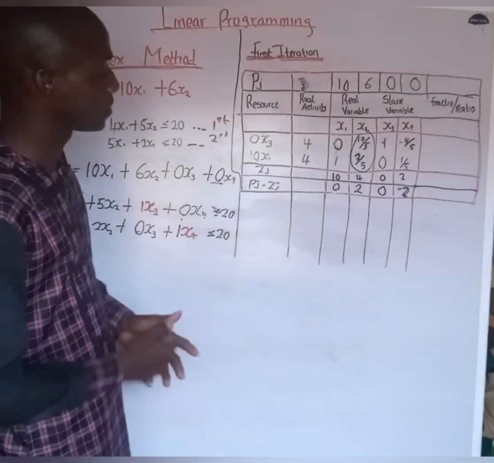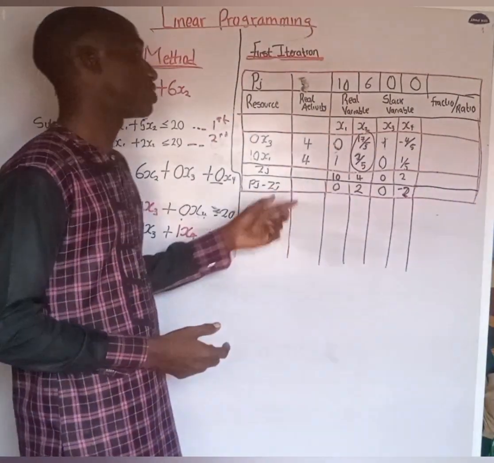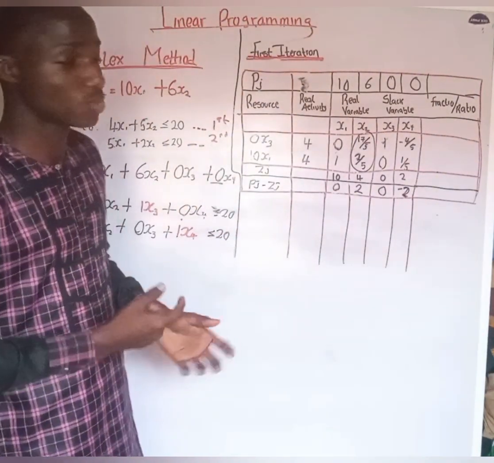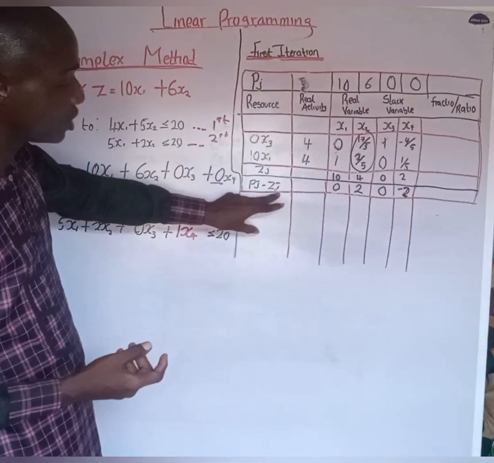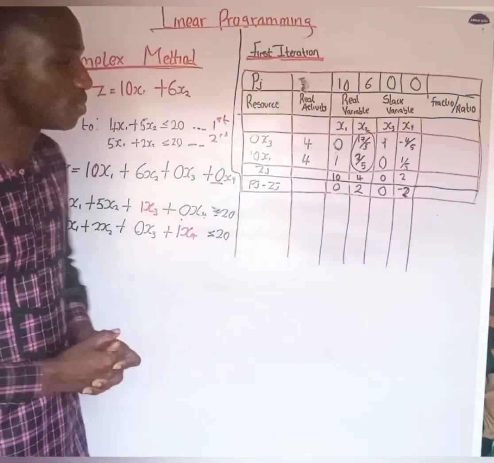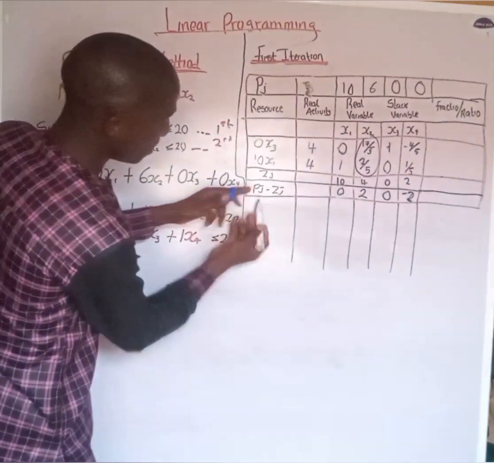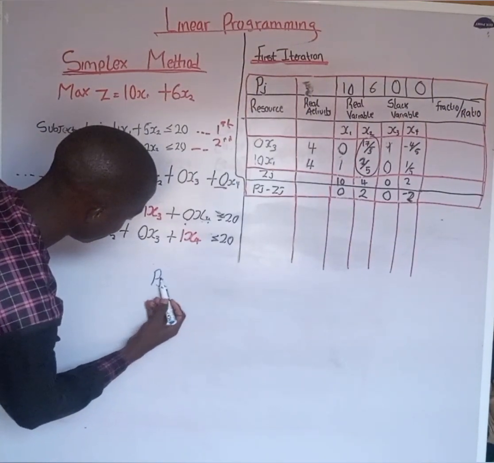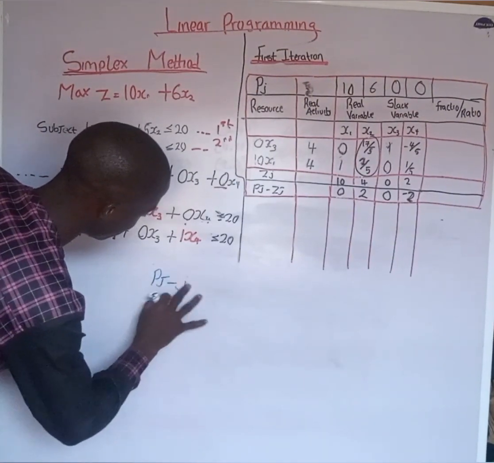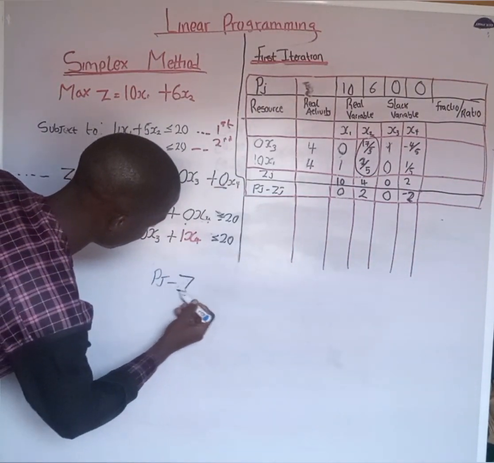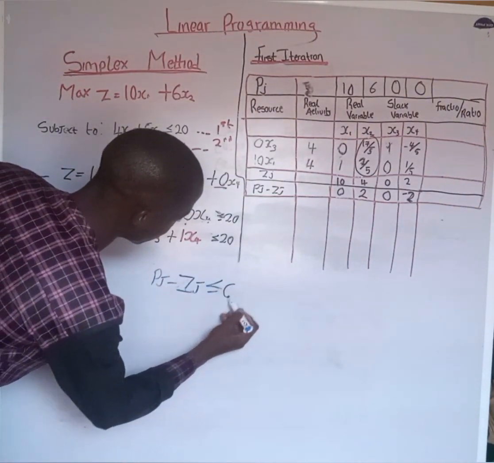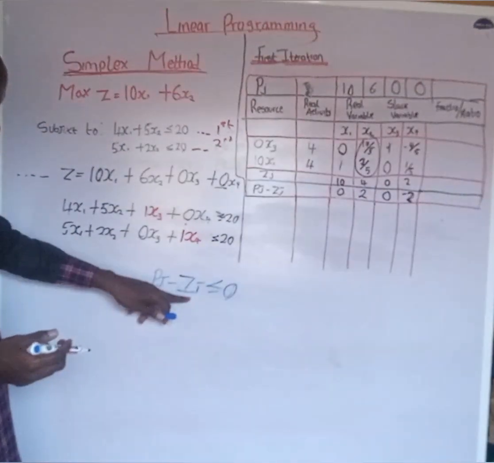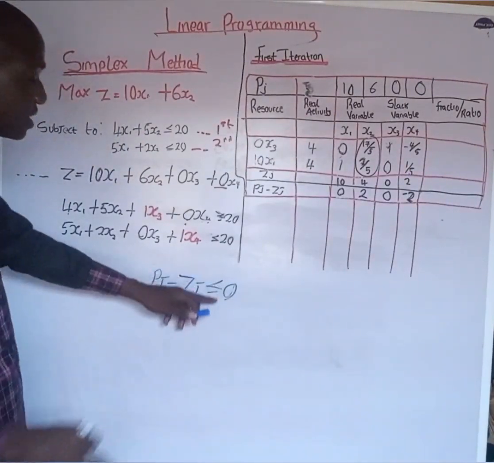Kindly follow me. In order to proceed with this solution, this is not our solution, because for every linear programming solution, when we are using the simplex method, the value of our Pj minus Zj must be less than or equal to 0. Pj minus Zj, that is this value here, let me put it down here: Pj minus Zj must be less than or equal to 0. For us to say that we have already obtained the optimal solution, the value of Pj minus Zj must be less than or equal to 0.